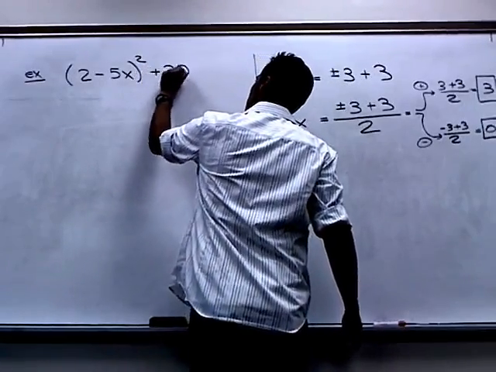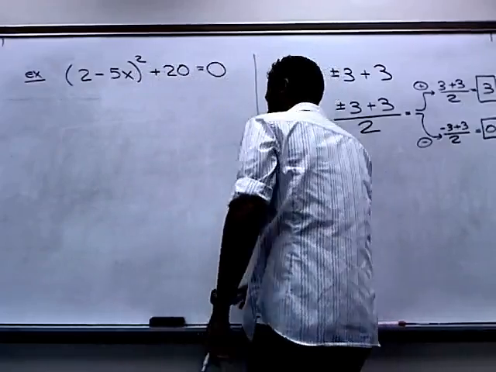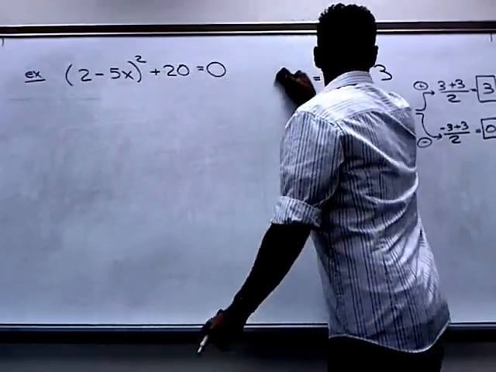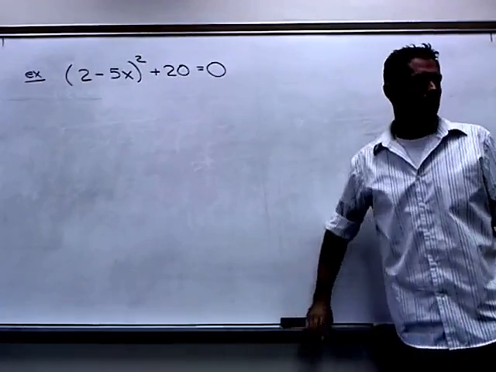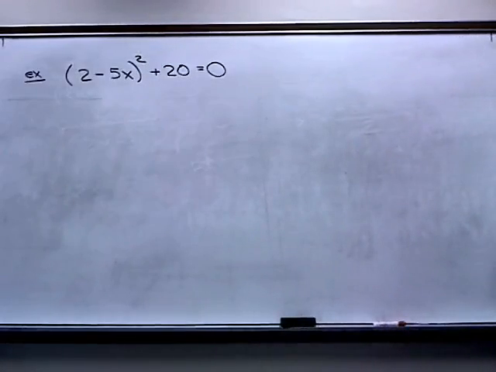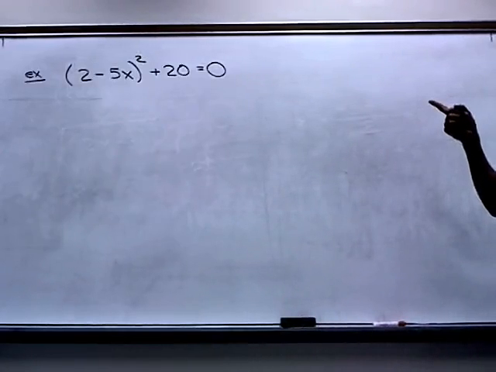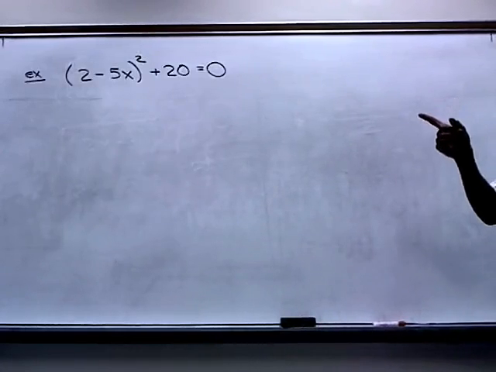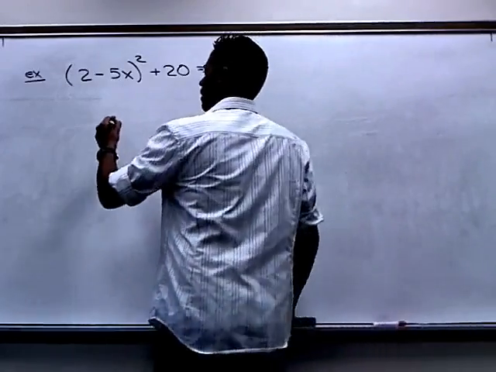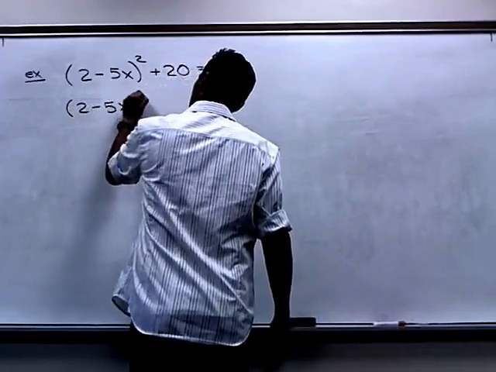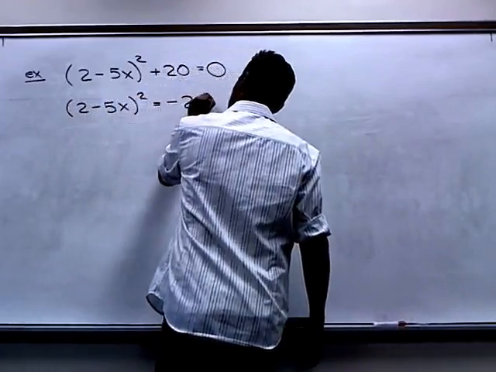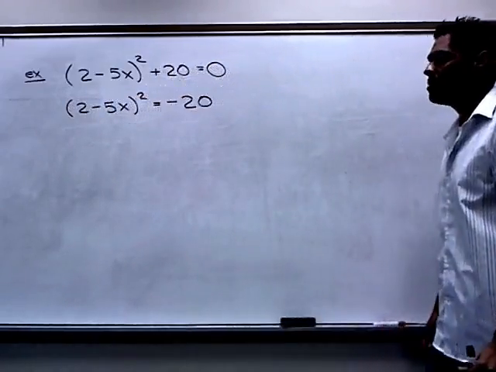Plus 20 equals 0. So do you see something squared equals a number? Yes, kind of, right? You need that 20 there not to be there. We subtract. 2 minus 5x squared equals negative 20. That's what happens when you take that 20 to the other side.